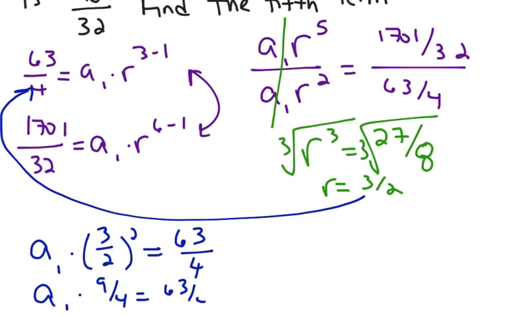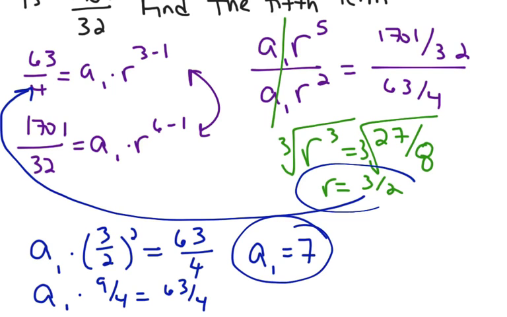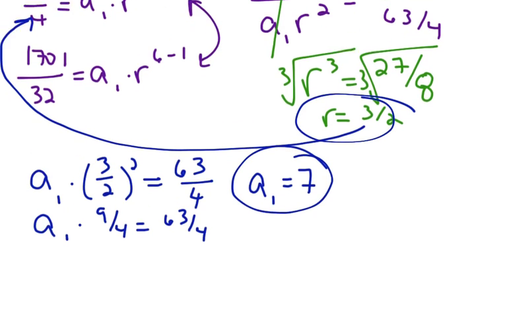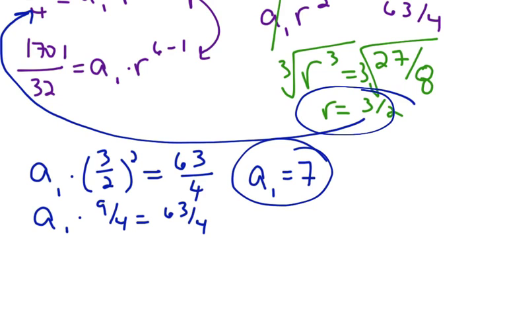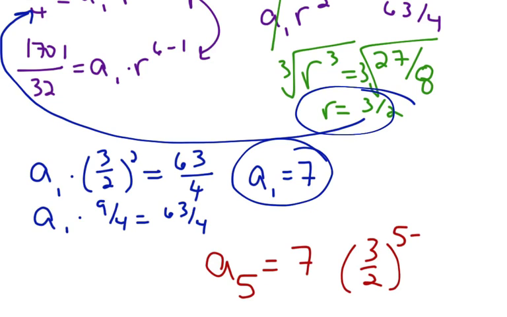And then when I divide the other side by 9/4, I'm going to find out that a sub 1 is 7. So now I know the first term and the common ratio. Now I can go and find out what the fifth term is. The fifth term is the first term times the common ratio raised to the 5 minus 1 power.